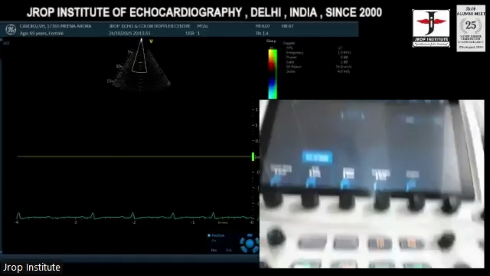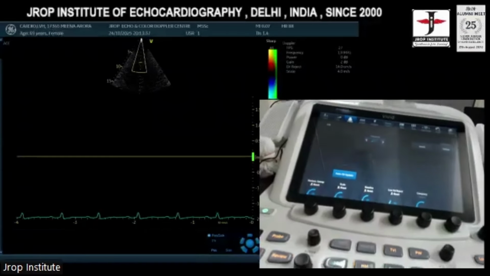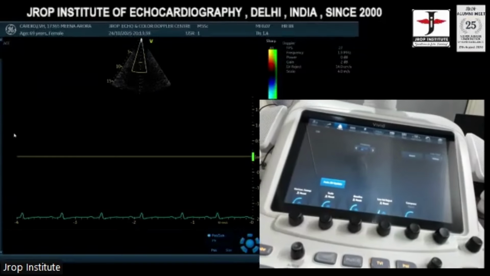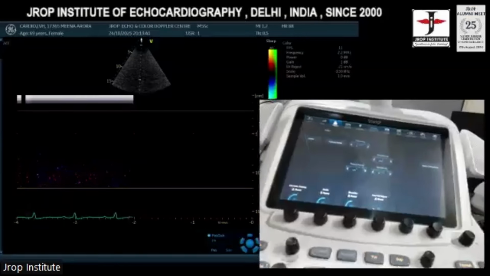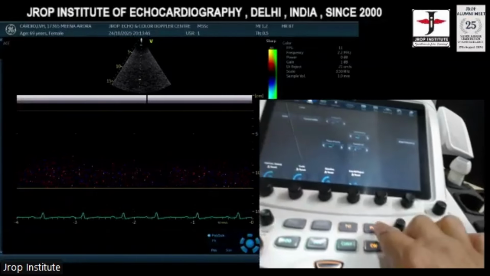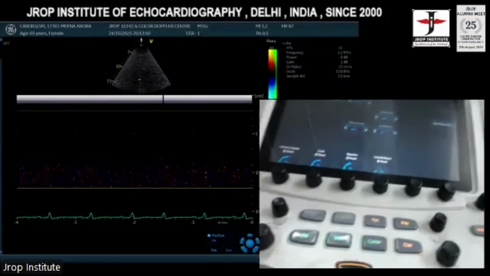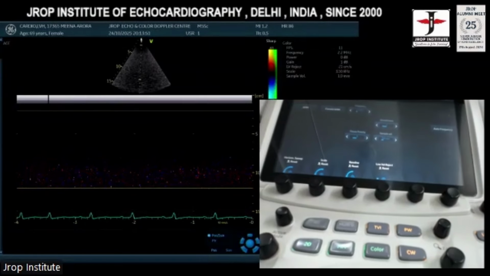Okay, so these buttons are right on your screen. That is 2 dimensions, M mode right over here, then color, then CW. Then buttons are not visible. Look at your second screen, man. I can't stop for you now.